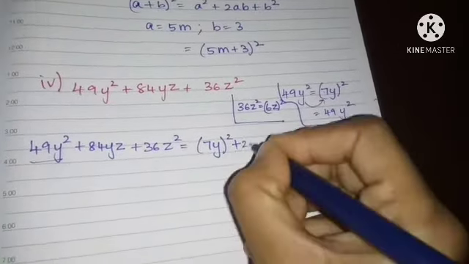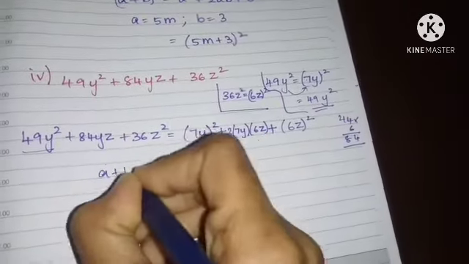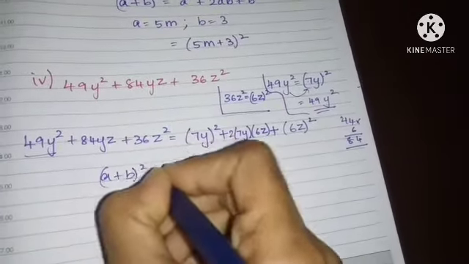2 into 7y into 6z is 2ab. 7 2s are 14. 14 into 6, how much? 6 4s are 24, 84. So 84yz, is that what you are getting? Yes, correct. Now what is the formula? (a plus b) the whole square is equal to a square plus 2ab plus b square. See, children, only this splitting is different. When you concentrate, you will understand the other things. Okay. What is the a value? 7y. What is the b value? 6z. So what is (a plus b) the whole square? (7y plus 6z) the whole square.